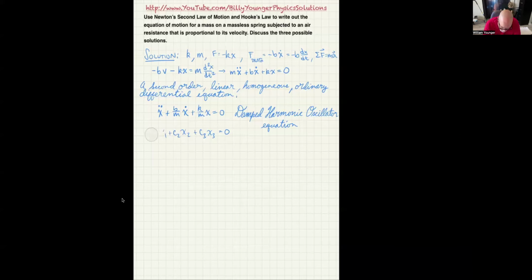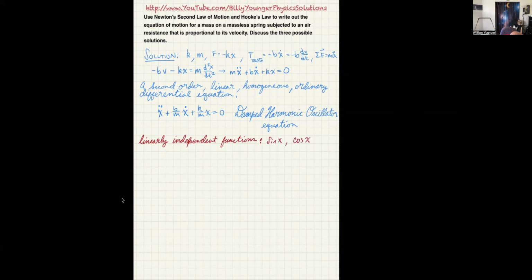So now I'm going to erase that because we don't really need this for the problem, but I wanted to write down some examples of linearly independent functions. So sine x and cosine x are linearly independent. That's one set. Another set is e to the x and e to the negative x. Those are linearly independent. Another set is e to the x, e to the negative x, and e to the 2x. Those are linearly independent.